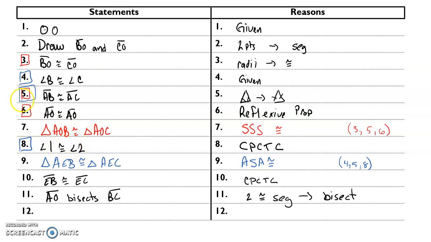And then I already had angle B congruent to angle C and segment AB congruent to segment AC, so I can use those again. I don't need to restate them. And 4, 5, and 8 are my three corresponding sides and angles of triangle AEB and triangle AEC to use angle side angle congruence. Then the two sides that I need are congruent, and two congruent segments implies bisect.